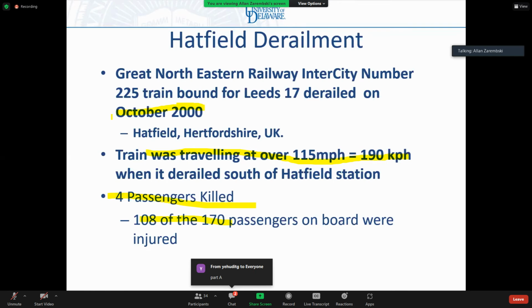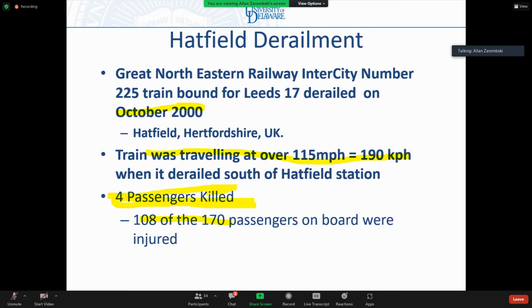In fact, the report issued by the British government, the investigation report, said that the only reason so few people were killed was because of the structural integrity of the vehicles, what's called the crashworthiness, which we'll talk about in another lecture, probably in January. But the crashworthiness of the vehicles was very high.